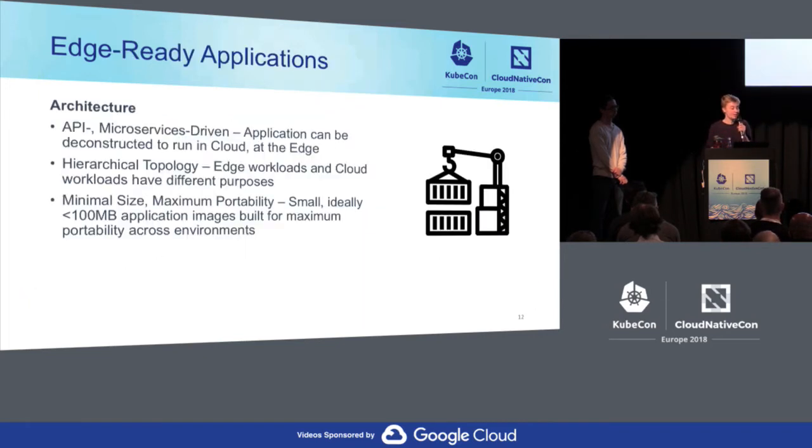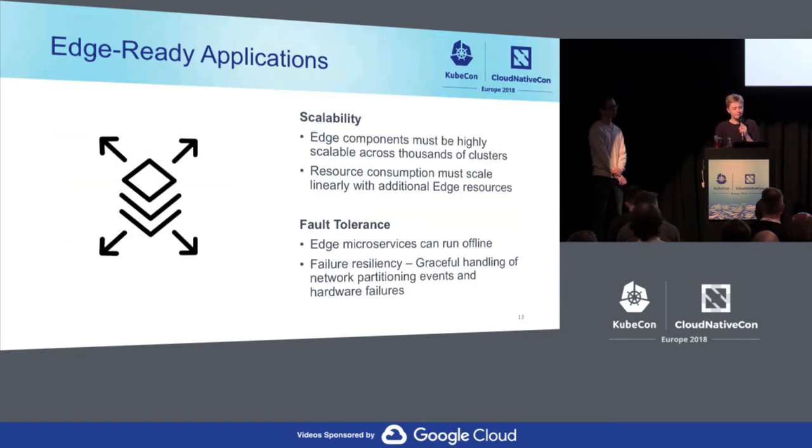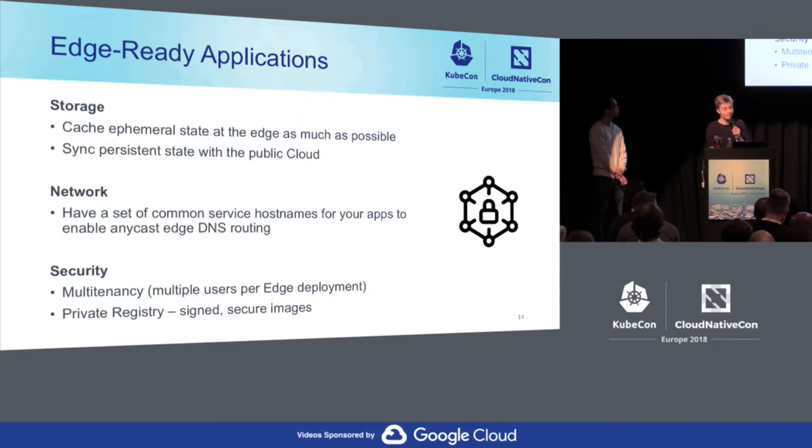In order to do that, you need a deconstructed application, small image sizes, flexibility. You need scalability, right? Your compute and your storage have to all scale together. Edge microdatacenters pose an interesting issue where you might not be able to always guarantee a cloud uplink. So think about failure resiliency and those sorts of things.